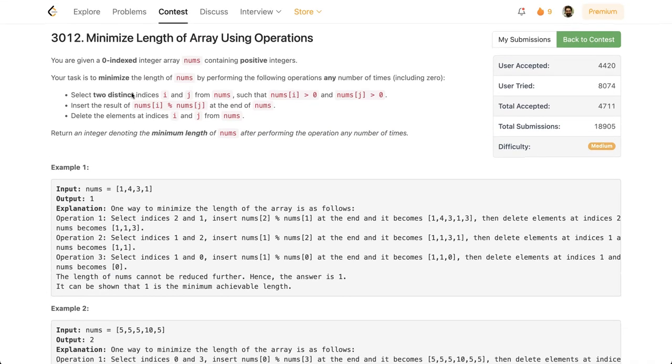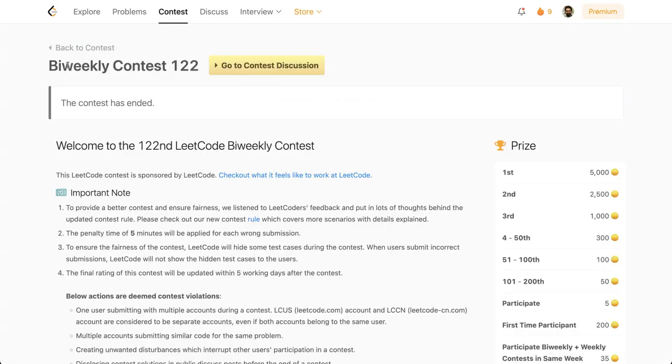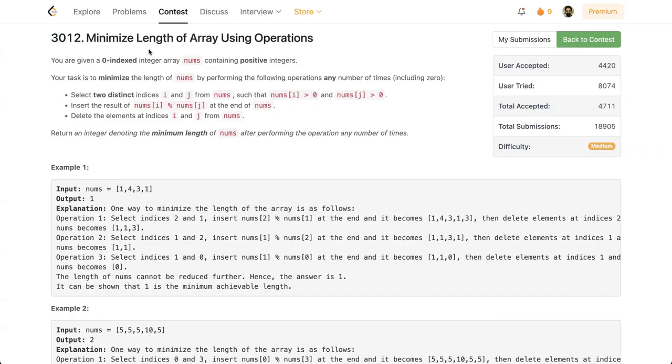Hi everyone, let's talk about the third problem of Biweekly 122. I absolutely loved solving this problem.